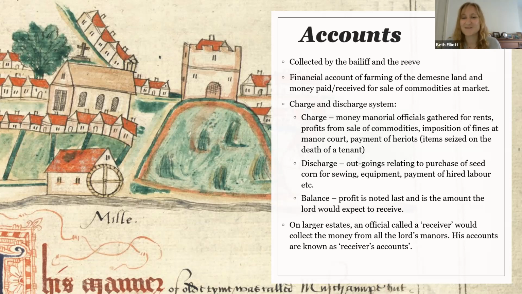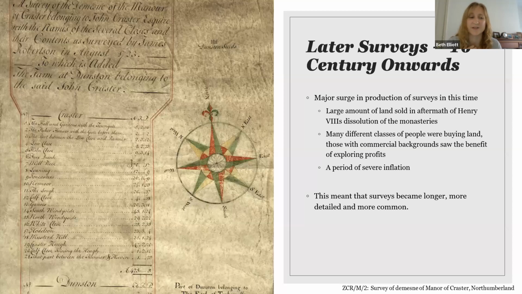We may also find receivers' accounts around this time. If you see the term receivers' account, it's not necessarily that different. It's just an individual that was employed to collect the money from all the lord's manors. So if you remember, some lords may just have one manor, just be a manor lord with one manor. Some have lots of manors. They might have a receiver to collect all of those rents rather than having a different account from each one. Just makes sense, I suppose, for them to be able to see their total profits in one place.